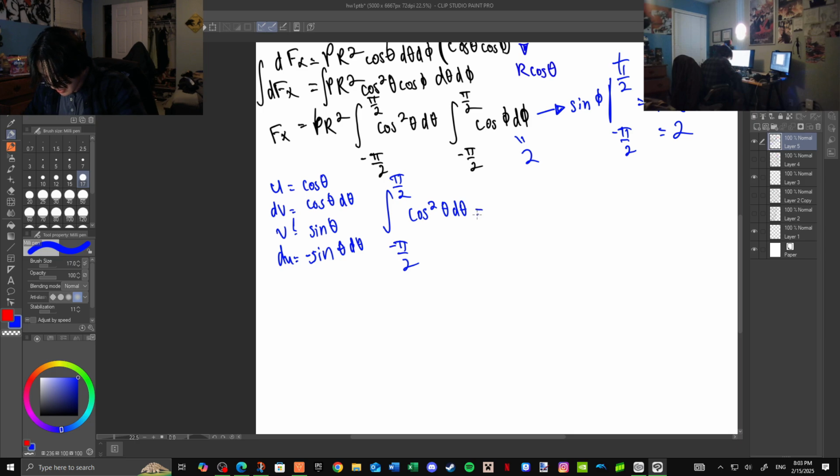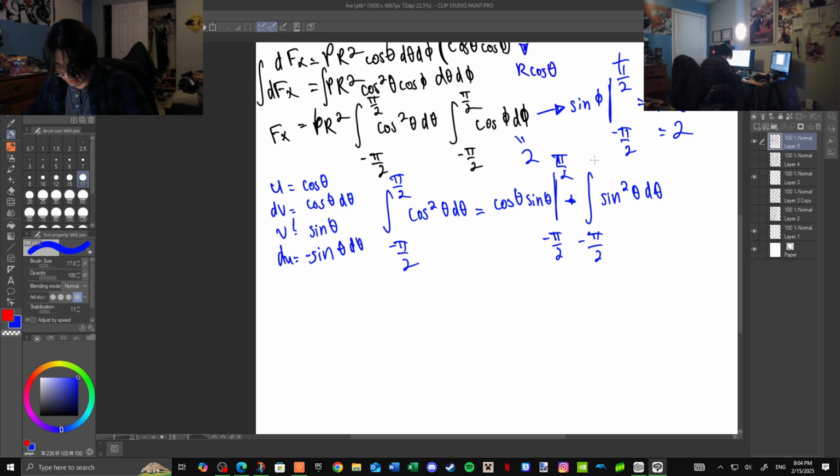So this will be equal to uv minus integral of v du, and that would be cosine theta times sine theta, minus the integral of sine times negative sine theta d theta. So this would be sine squared theta d theta, but since there's a negative sign, we multiply those against each other. It's going to be negative in there, but we can move that and just make this plus. And the bounds for these two parts are going to be the same as normal: negative pi over 2 to pi over 2.